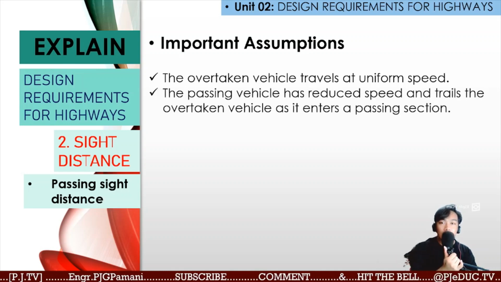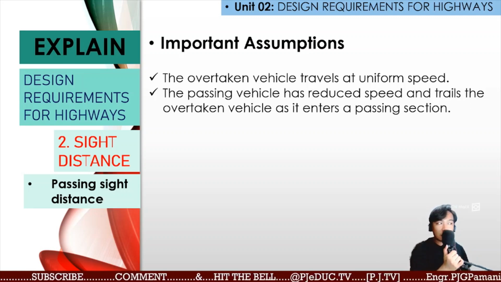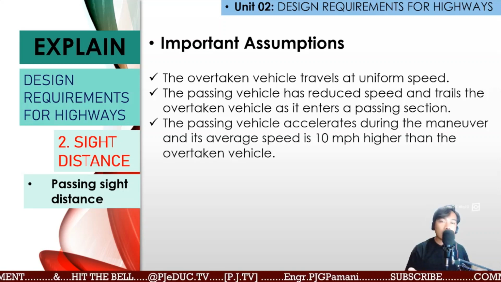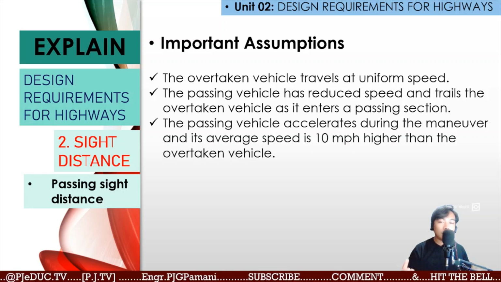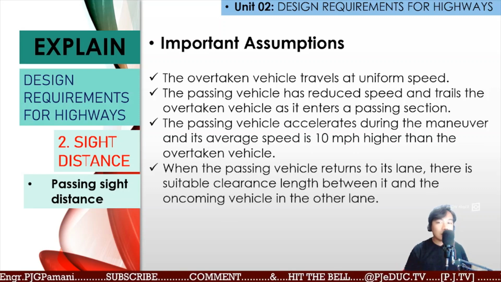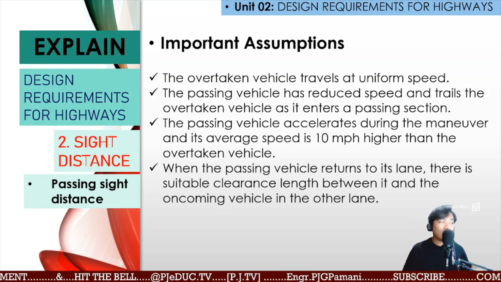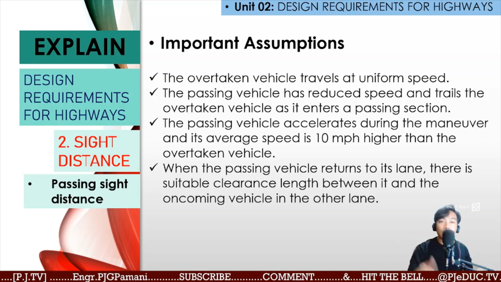The passing vehicle has reduced speed and trails the overtaken vehicle as it enters the passing section. The passing vehicle accelerates during the maneuver and its average speed is at 10 mph, miles per hour, higher than the overtaken vehicle. And lastly, when the passing vehicle returns to its lane, there is a suitable clearance length between it and the oncoming vehicle in the other lane, which is your D3, the 15 to 80 meters.